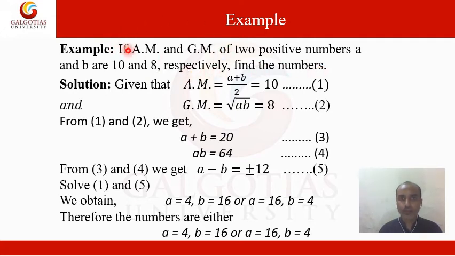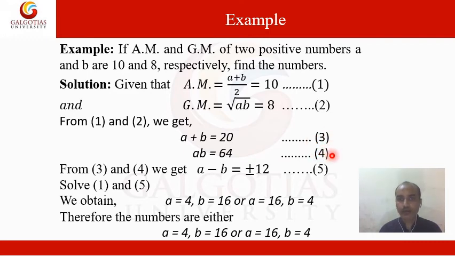In the given problem, the arithmetic mean, which is (a + b)/2, of two numbers a and b is given as 10, so we write 10 here, and the geometric mean of two numbers a and b is given as 8, denoted by equation 2. From equation 1 and equation 2, we write a + b = 20 and ab = 64, and these two equations are denoted by 3 and 4.